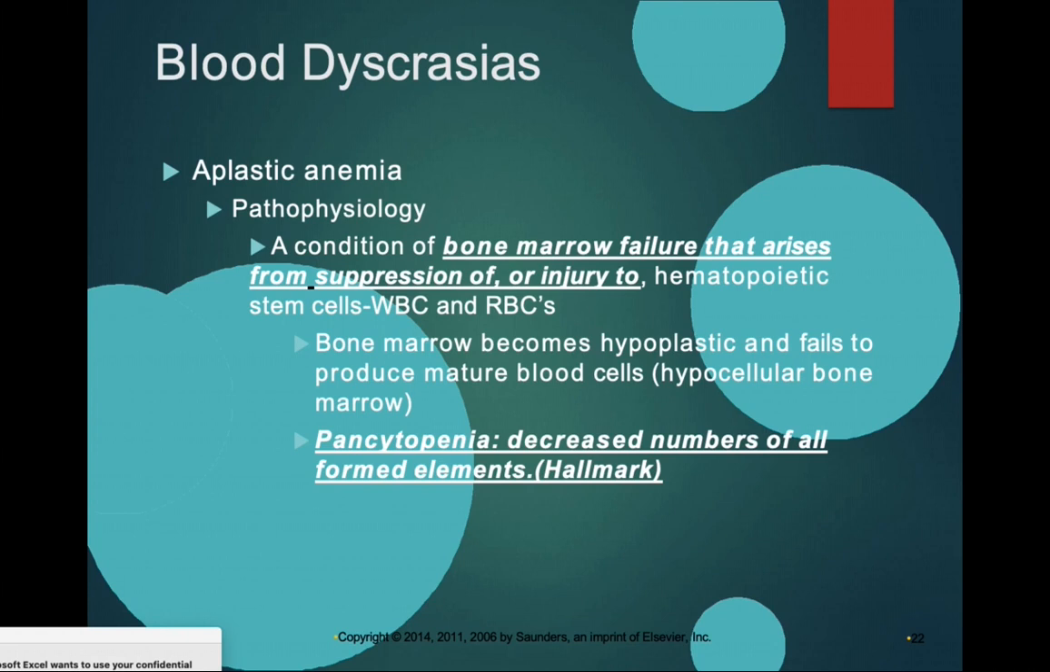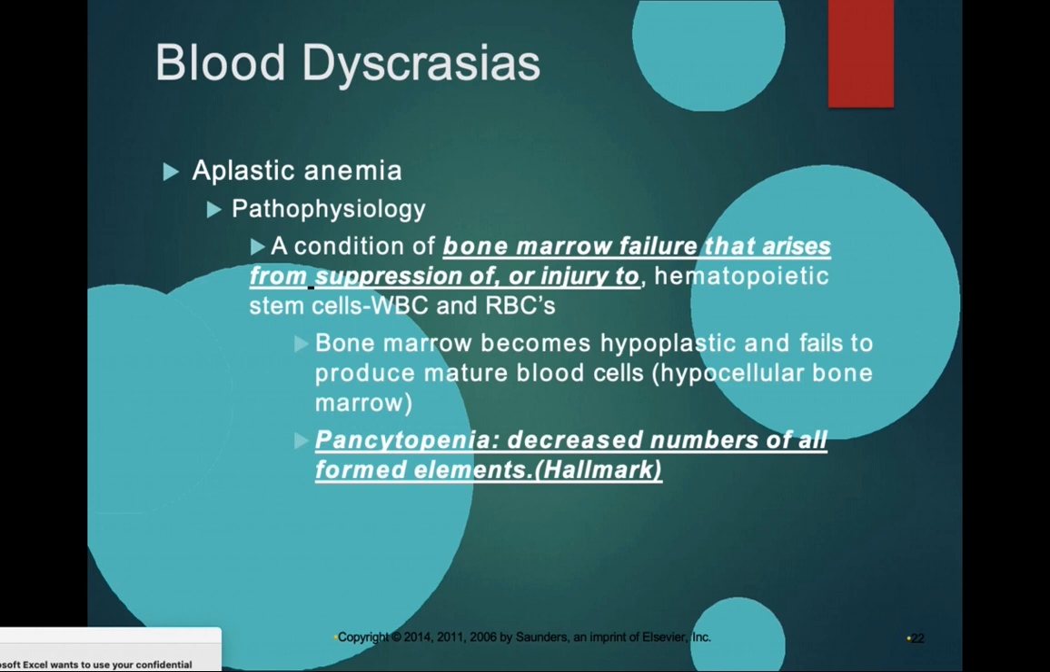All right, so aplastic anemia, this is a condition of bone marrow failure that arises from suppression of or injury to hematopoietic stem cells, white blood cells, and red blood cells. So the bone marrow becomes hypoplastic and it fails to produce mature blood cells.